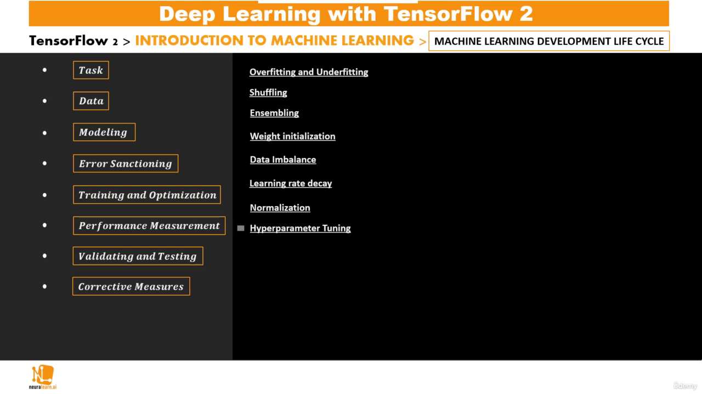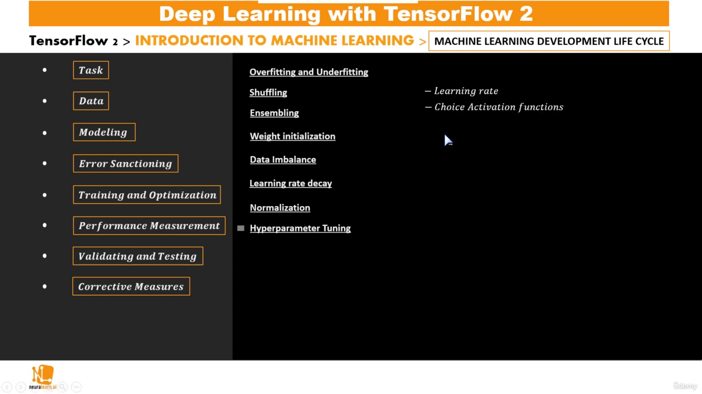In this last subsection, we shall look at hyperparameter tuning. Firstly, let's look at some common hyperparameters we could have when training deep learning models. We have the learning rate, which is a constant that defines our gradient descent steps.